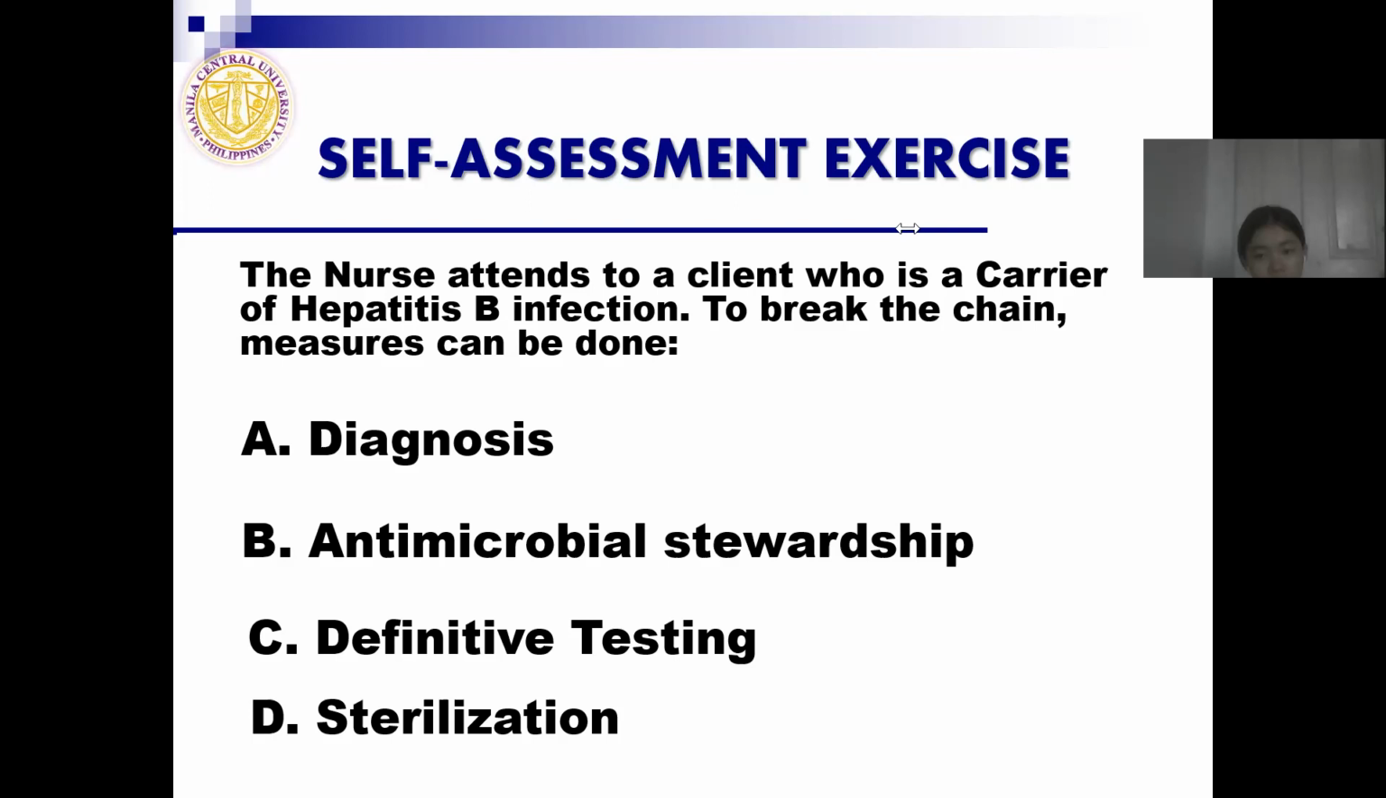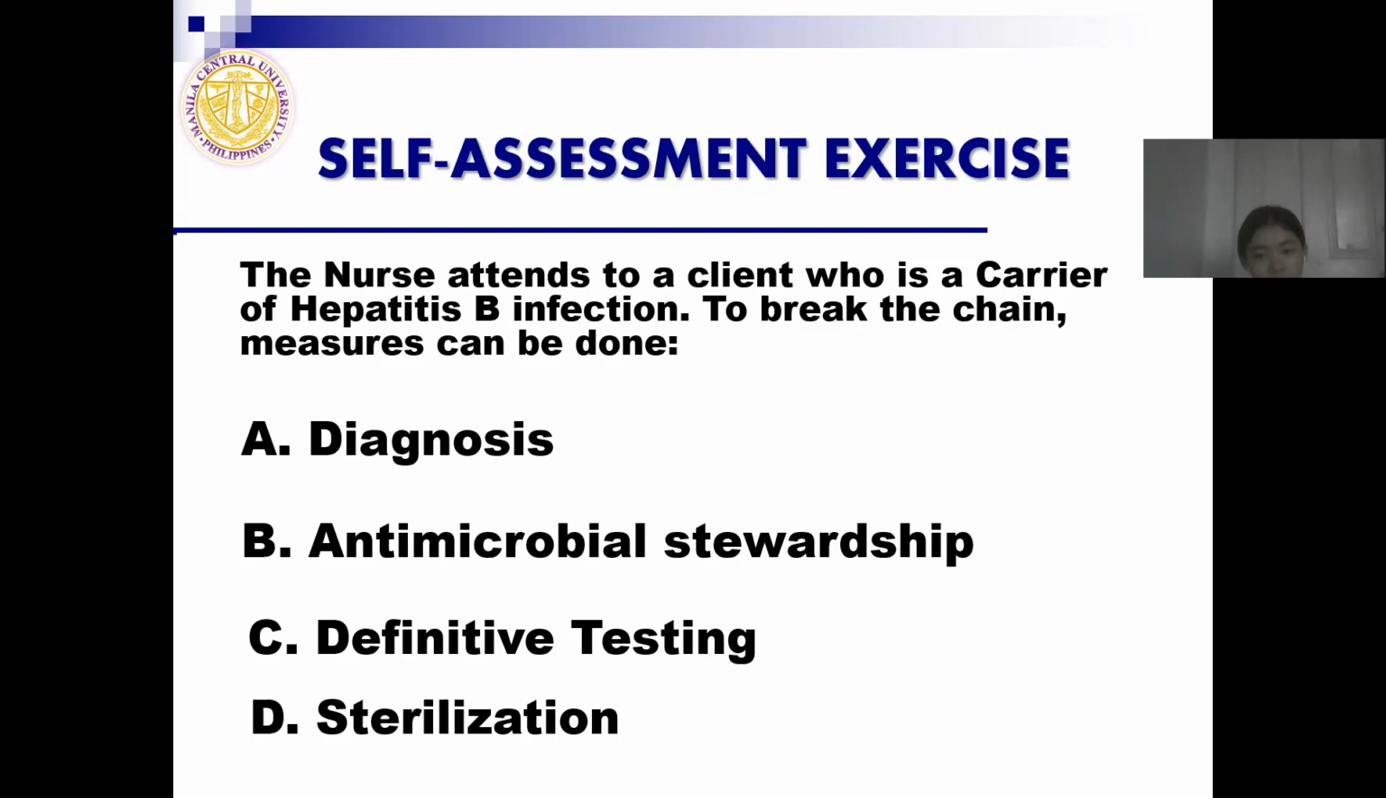How about, let us call on Ana Karaig. Ana? Hello po. Letter C po. Letter C. Okay. So thank you so much. Two of you answered letter B. One of you answered letter C.